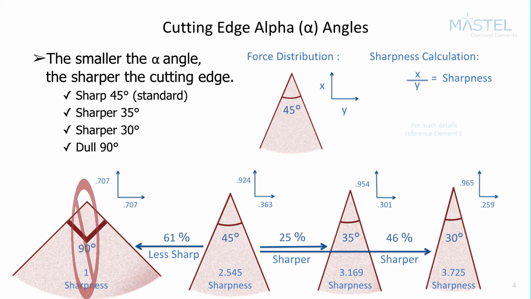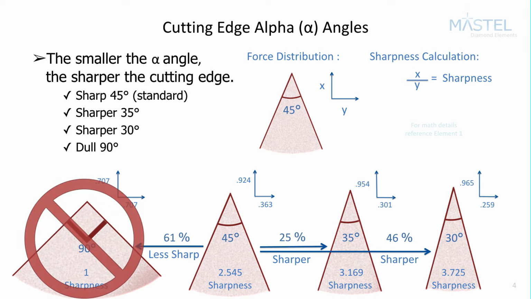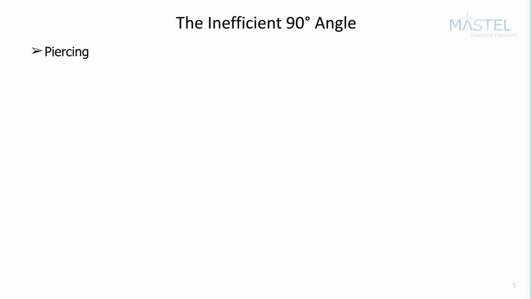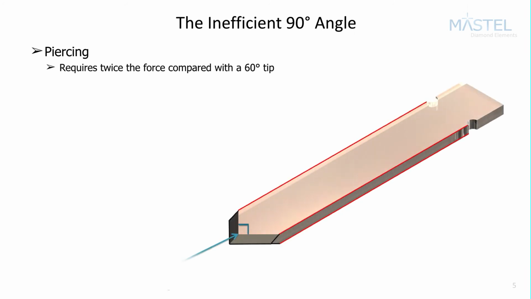From this, we can conclude that 90-degree angles are less efficient and require more force into the eye, which can cause stress to the corneal structure. As expressed in Element 1, a 90-degree tip angle, though technically a cutting angle, requires twice as much force as a 60-degree lance in order to pierce.